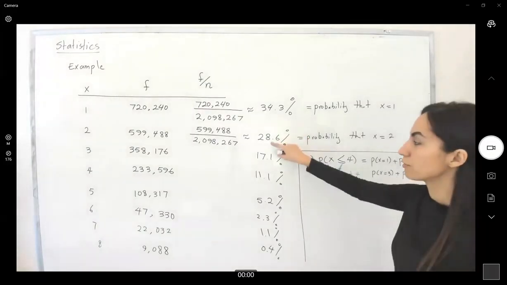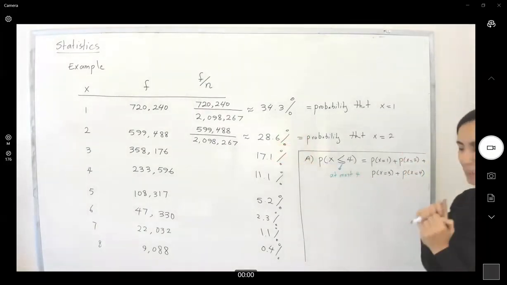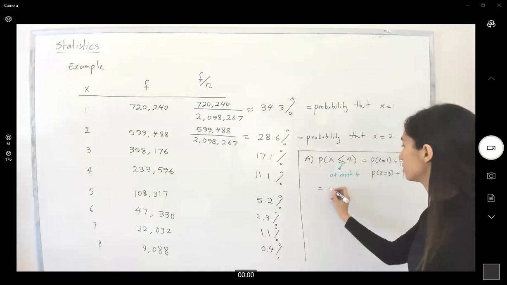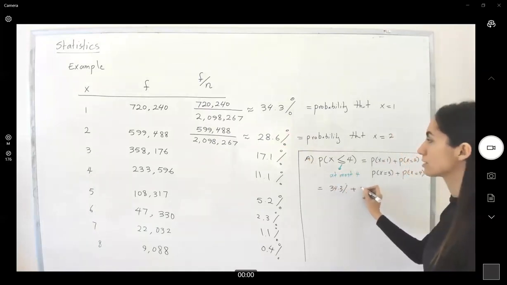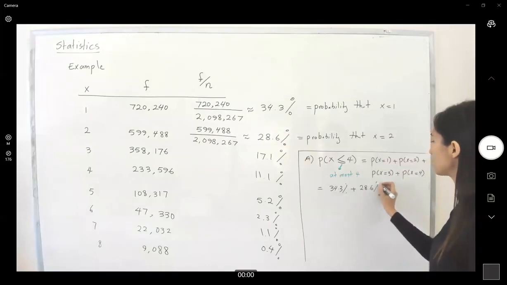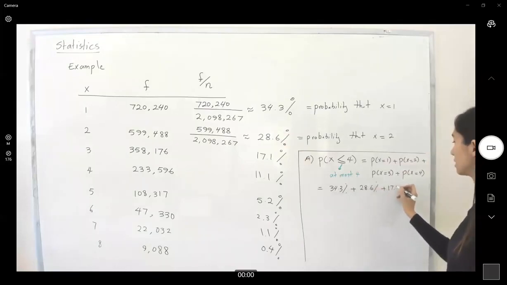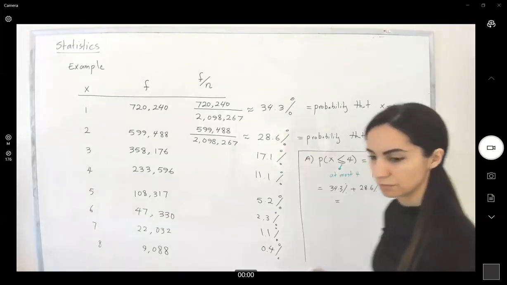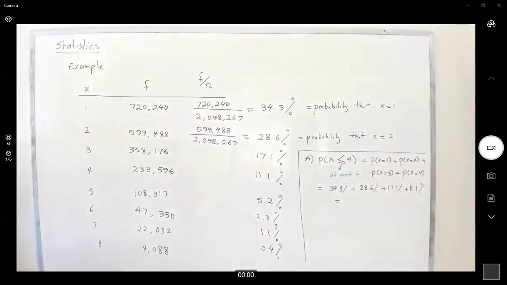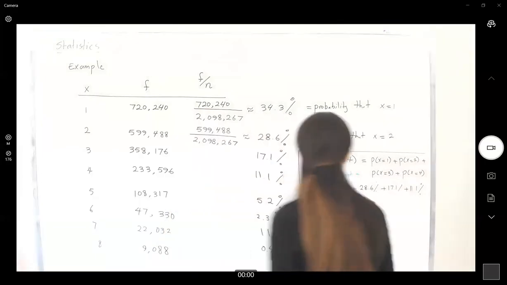We have each of the probabilities, we add them all together. It's approximately 34.3% plus 28.6% plus 17.1% plus 11.1%. This is approximately equal to 91.1%.